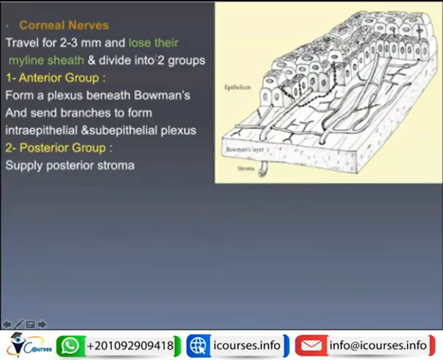From the pericorneal nerve plexus, the nerves travel for 2 to 3 millimeters and lose their myelin sheath. This is important. They travel into the cornea for 2 to 3 millimeters and lose their myelin sheath, so that the cornea receives non-myelinated nerve fibers. This is important, again, for transparency. If the cornea had myelinated nerve fibers, this would not be good for transparency. Then the corneal nerves are divided into an anterior group and a posterior group. The anterior group forms a plexus beneath the Bowman's layer, and the posterior group supplies the posterior stroma.